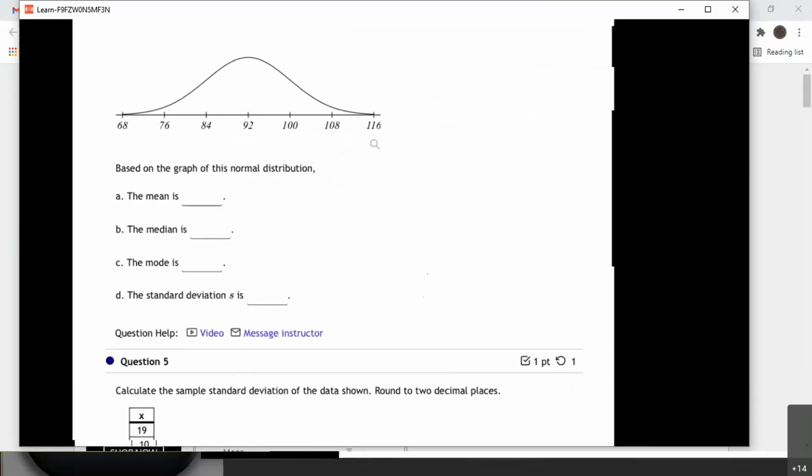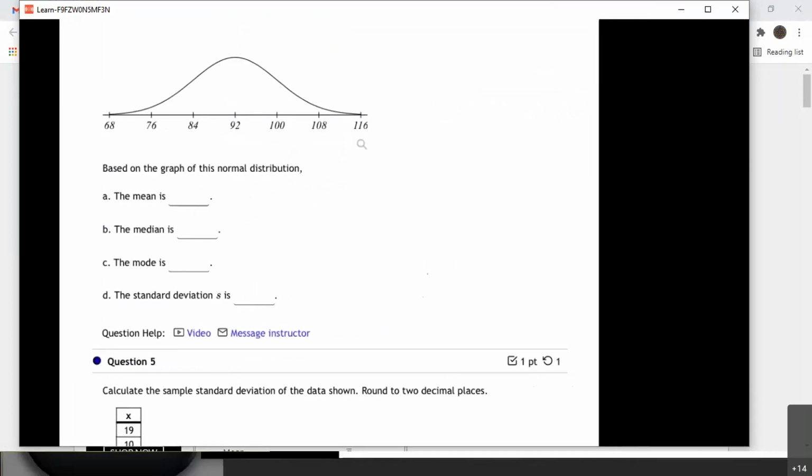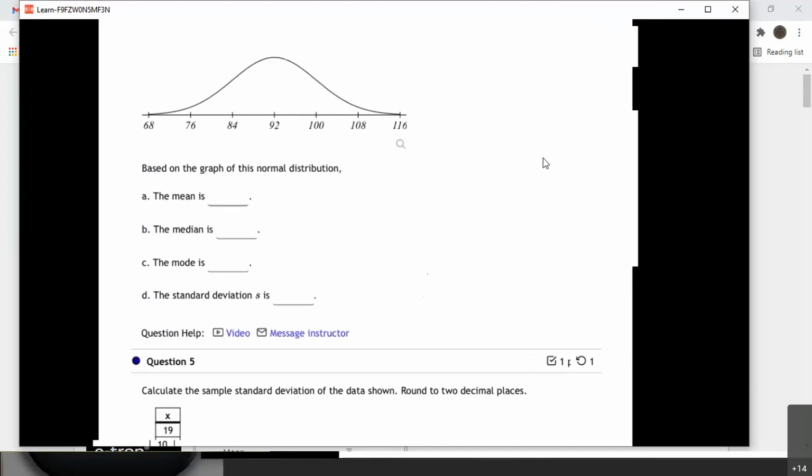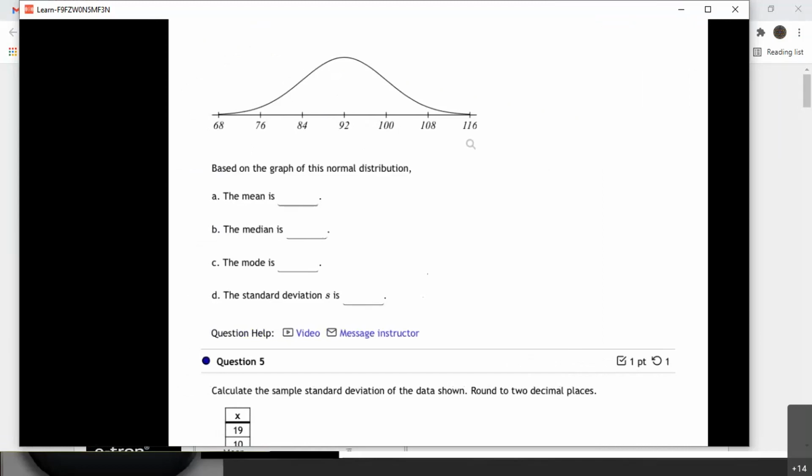All right, so next we have a normal distribution because it tells you it's normal. It asks you some information about the normal distribution. First, it's asking you where the mean is. Remember, in a normal distribution, your mean, your median, and your mode line up with the bump. So you've got your mean, median, and mode here, and that's true for the normal distribution. So I'm just going to put 92 for everything.